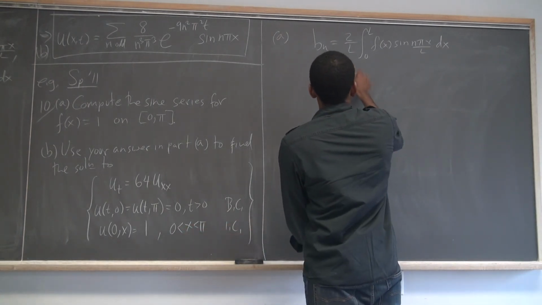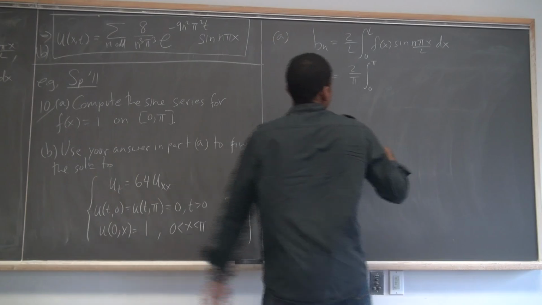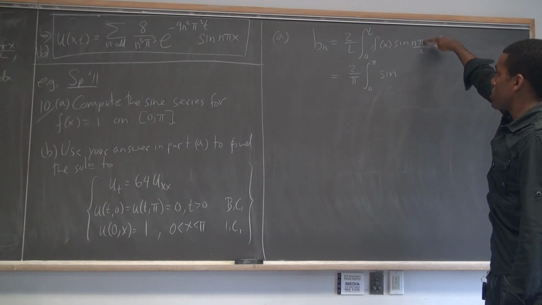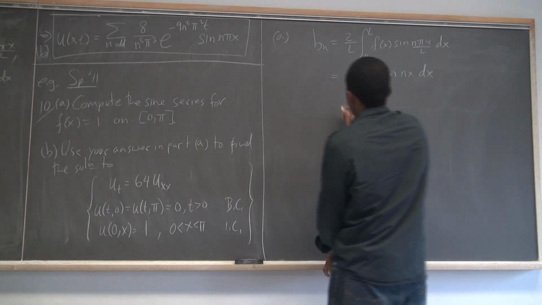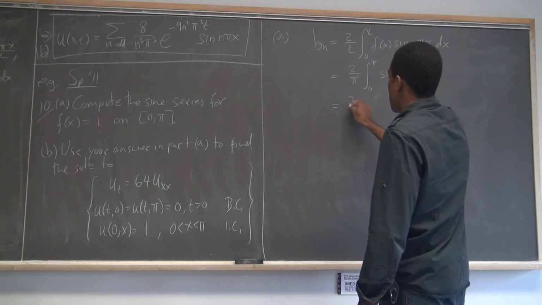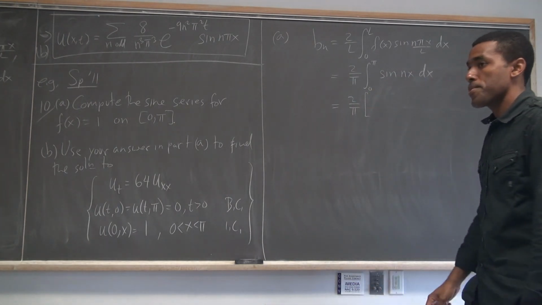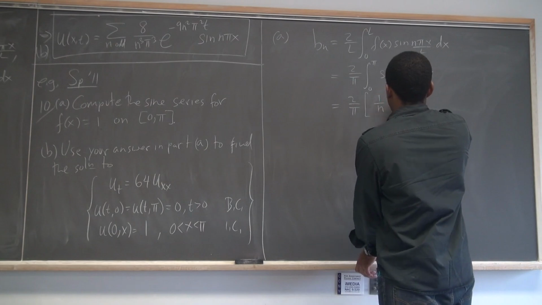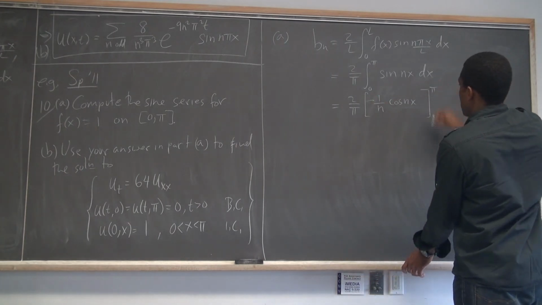So this is just 2 over pi times the integral from 0 to pi of our f of x, which is just the function 1, times sine, and here our L is pi, so pi over pi cancels. So it's just sine of nx. So this is 2 over pi times the integral of sine nx, which is negative 1 over n cosine nx, between 0 and pi.